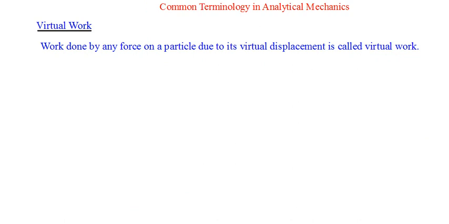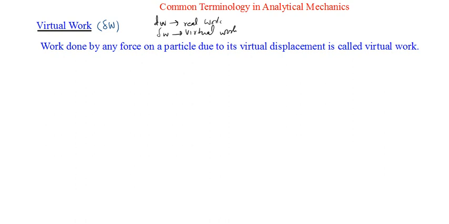Virtual work is represented by delta W. See that in the terminology or symbols that we are using, d is for real, like dW means a real infinitesimal work, so real work, and delta W is for virtual work, and that is the language that we will be following in analytical mechanics. So let's see what is the definition of virtual work.